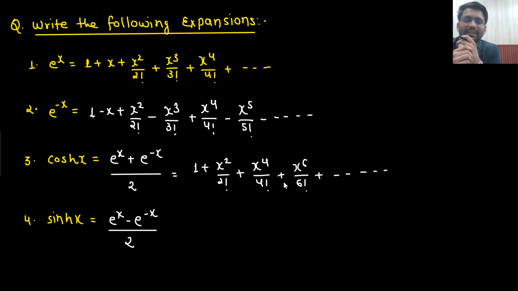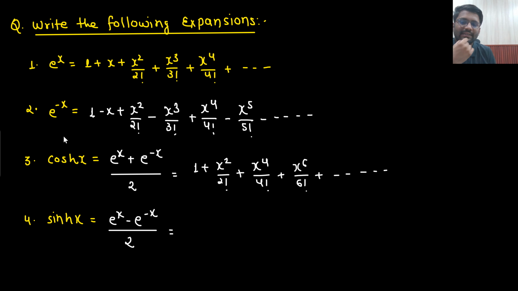Can I expand e to the power x? Yes. Can I expand e to the power minus x? Yes. I need to add both of them. If I add both of them, 1 plus 1 will become 2, x minus x gone. This is also becoming 2, this is also gone, this is also becoming 2. 2 you take common, 2 divided by 2 is gone, right? So it will become 1. So what you will be left with is 1 plus x square by 2 factorial plus x to the power 4 by 4 factorial plus x to the power 6 by 6 factorial plus x to the power 8 by 8 factorial, and so on, right?